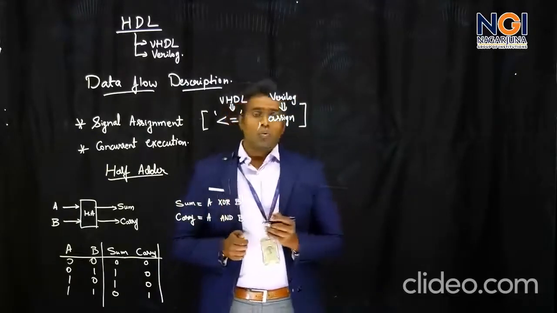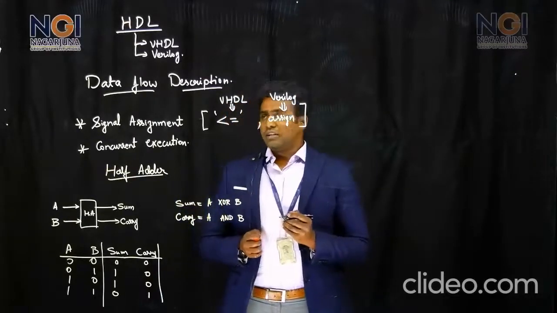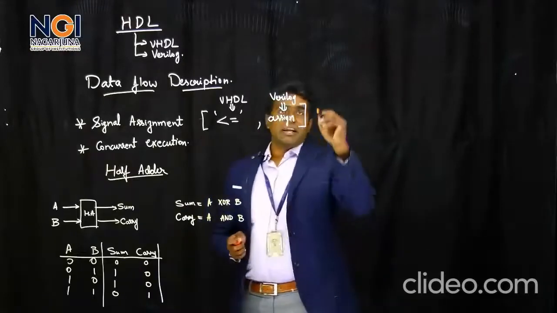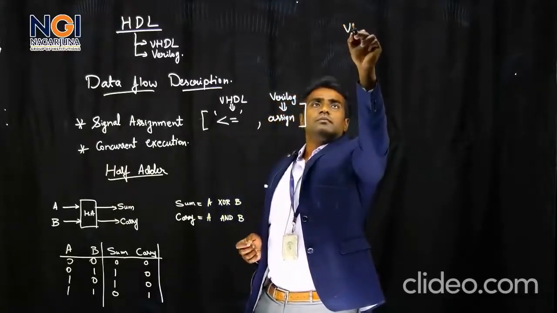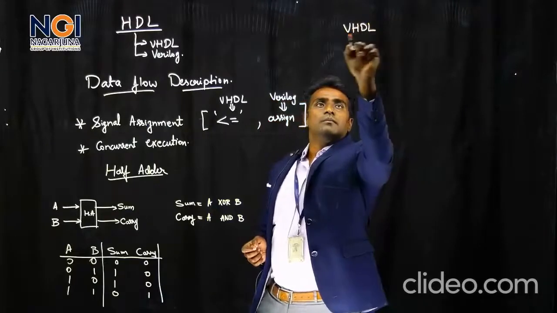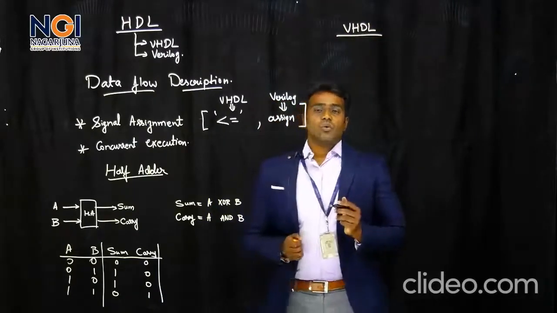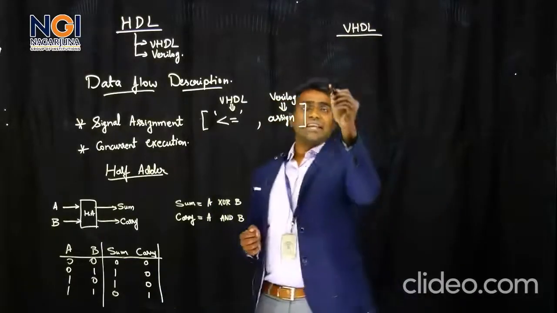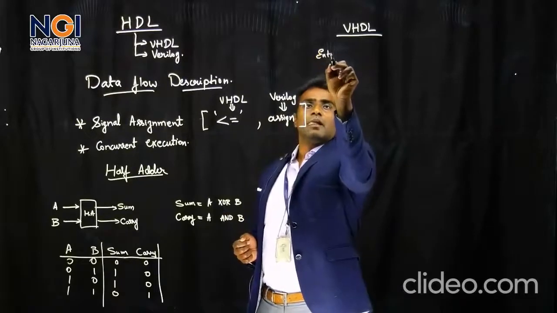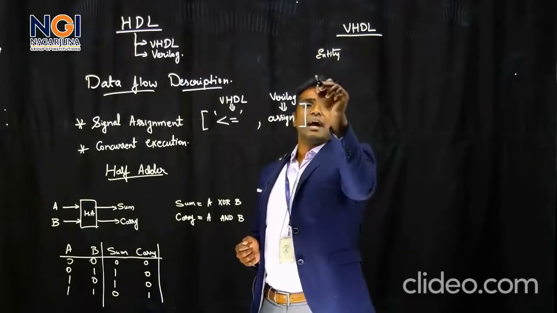Once you get your outputs, now we will have to write the data flow description. First, we'll write your VHDL code. Any VHDL code has two parts. One is entity, the second is architecture.